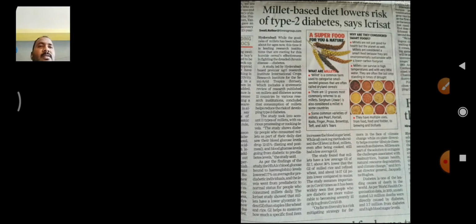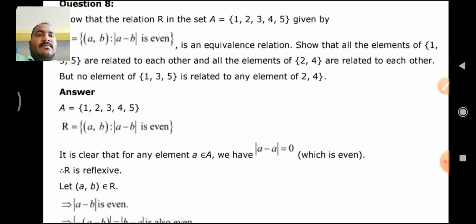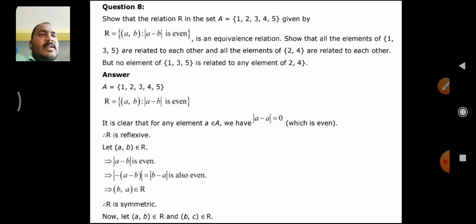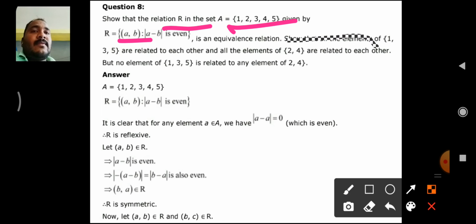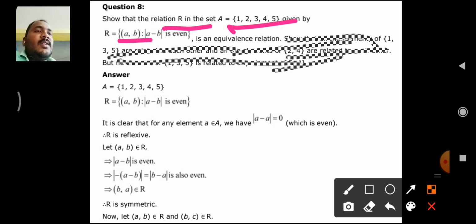Okay. Next example. Show that the relation R in the set A = {1, 2, 3, 4, 5} given by R = {(a, b) : |a − b| is even} is an equivalence relation. This is a very important example.